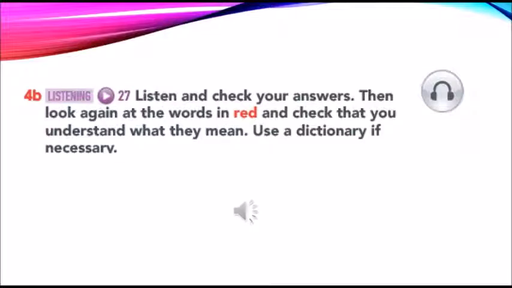So, do you want to check your answers? I'm sure yes. Okay, so listen to the audio and check your answers. Then look again at the words in red and check that you understand what they mean. Of course, you have to use a dictionary if necessary. Listen to the audio attentively.